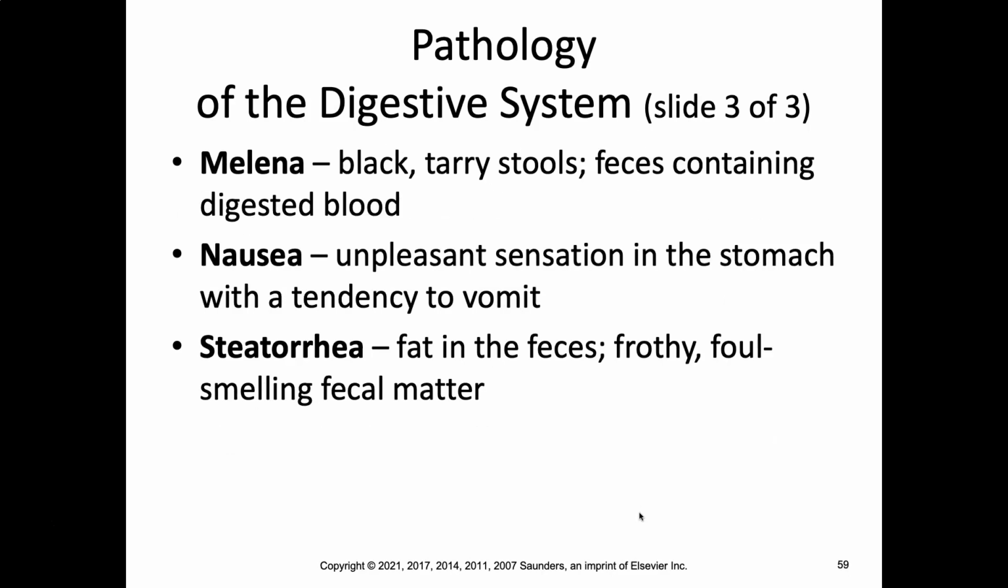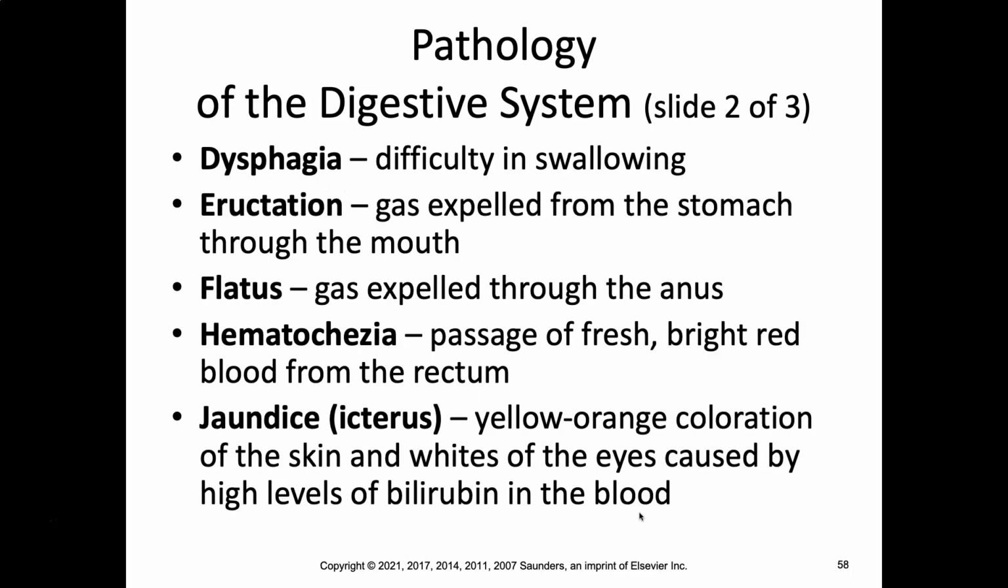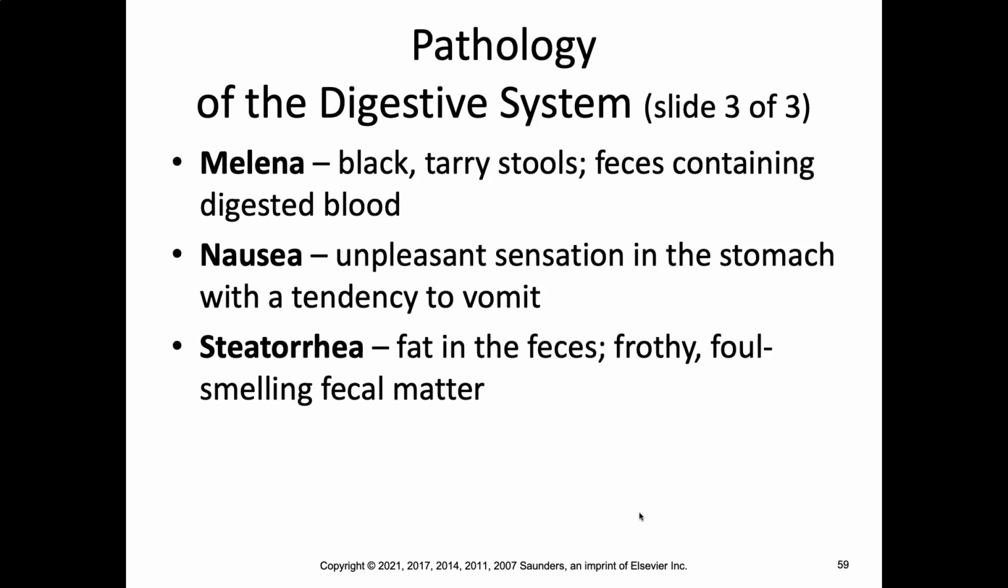Melena, black tarry stools or feces that contain digested blood. Again, melena is another one, just like hematochezia, that if you see it in a clinical setting, it should immediately have red flags all over it that there's something really wrong. Nausea, I think everybody knows what nausea is, as well as vomiting. And steatorrhea is when there's fat in the feces. It's frothy, foul-smelling fecal matter. Steatorrhea.